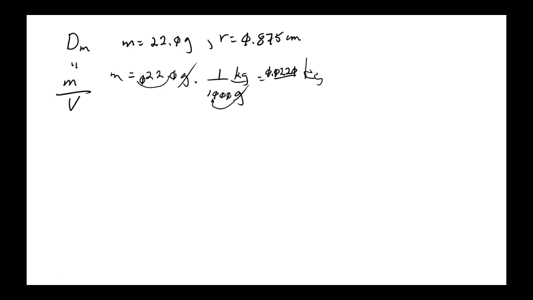4 over 3 what? There's more to it. Say again? Where do you see that? Oh, no, that's a pi. Okay, I got it. Pi r cubed. So the volume here is 4/3 pi r cubed. Now, again, the question: do you want to leave your radius in centimeters, which is pretty small to begin with, or change it to meters, which is really, really, really small?